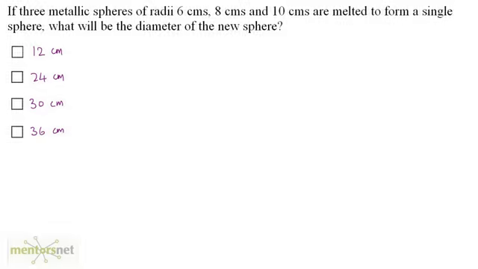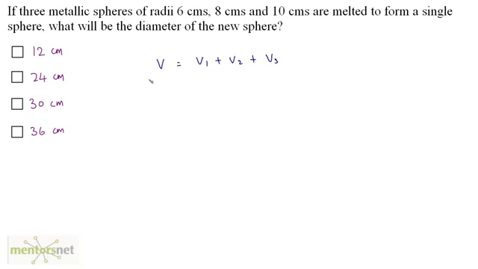If three metallic spheres of radii 6 cm, 8 cm and 10 cm are melted to form a single sphere, what will be the diameter of the new sphere? Well, three metallic spheres are melted and a new sphere is formed. So I can say that the volume of this new sphere will be equal to the combined volume of all of these three metallic spheres. Right? So I can say V is equal to V1 plus V2 plus V3.